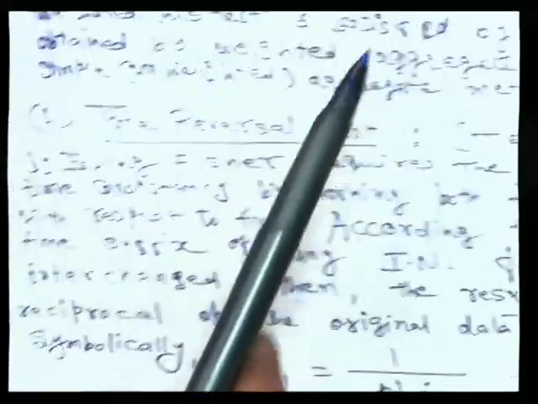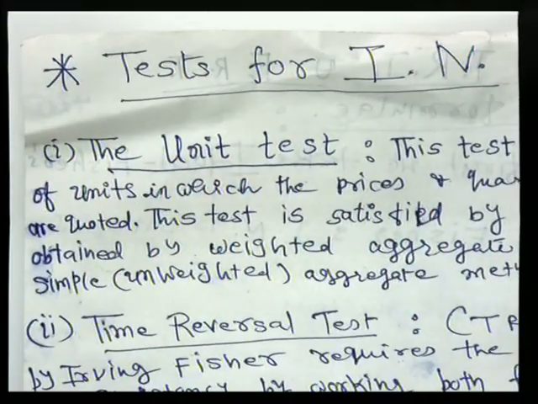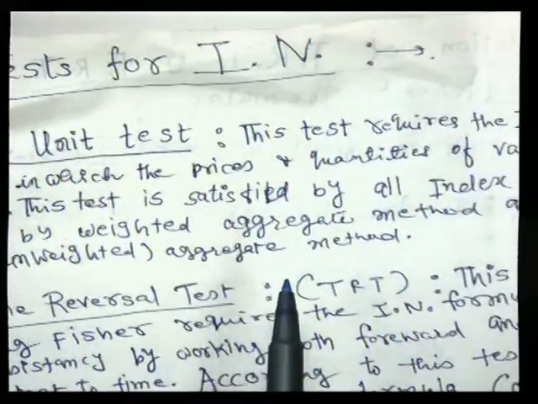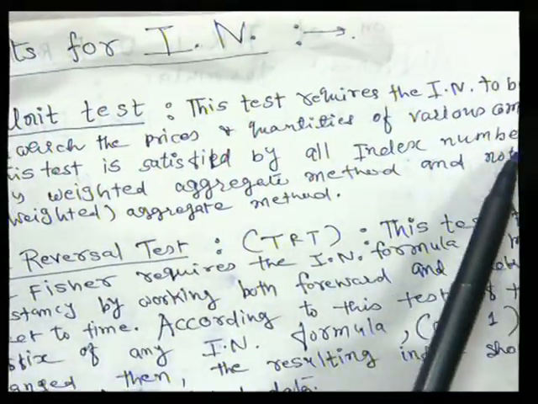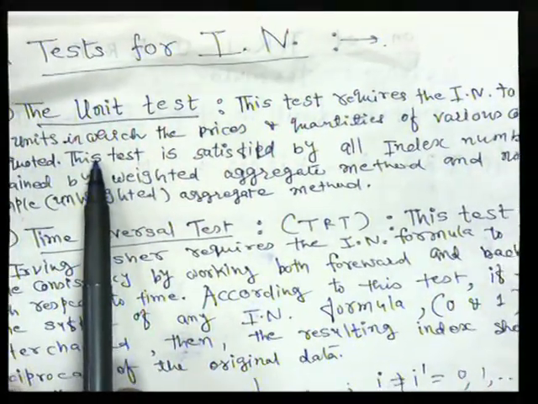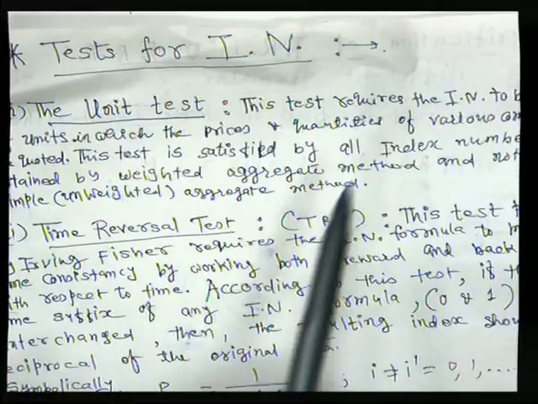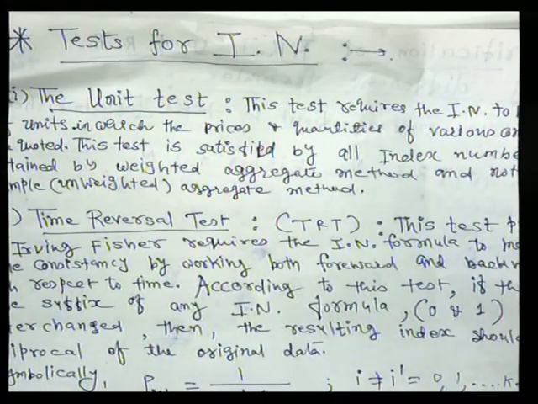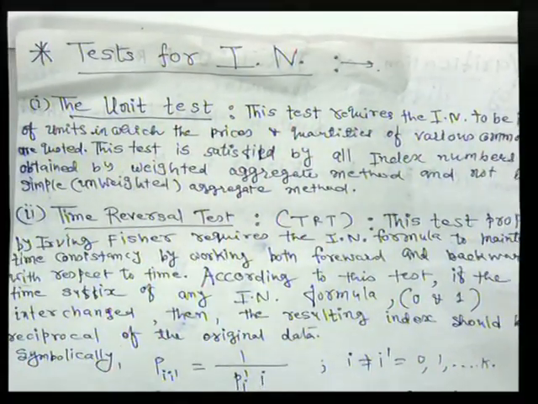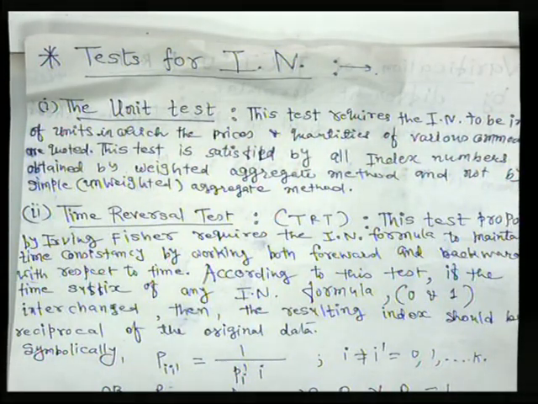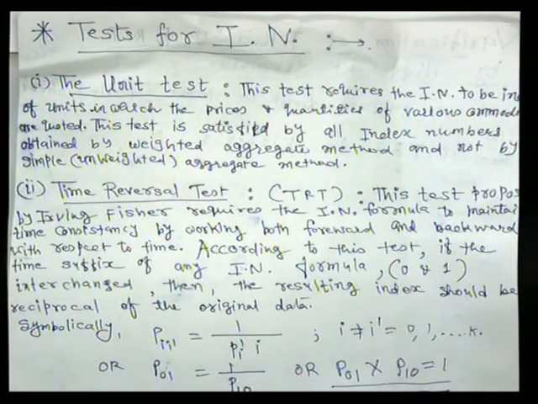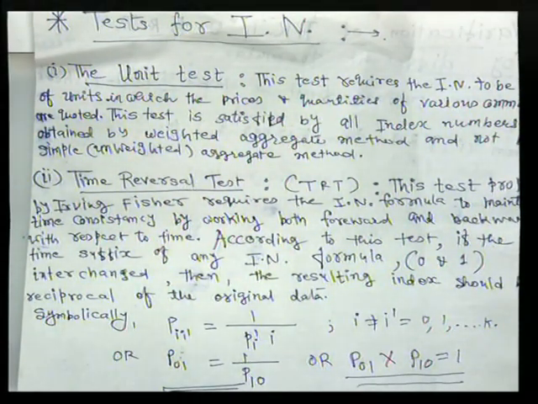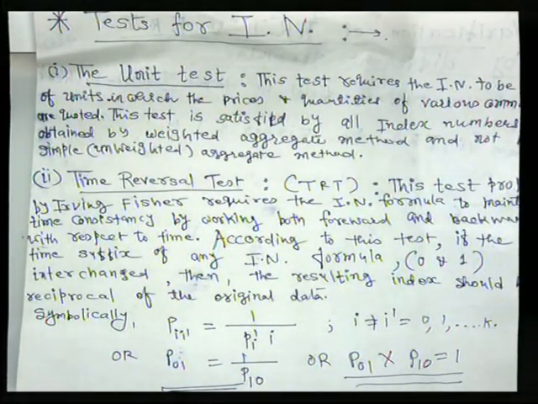Tests for index number. Number one is the unit test. This test requires the index number to be independent of the units in which the prices and quantities of various commodities are quoted. This test is satisfied by all index numbers obtained by the weighted aggregate method and not by the simple or unweighted aggregate method.